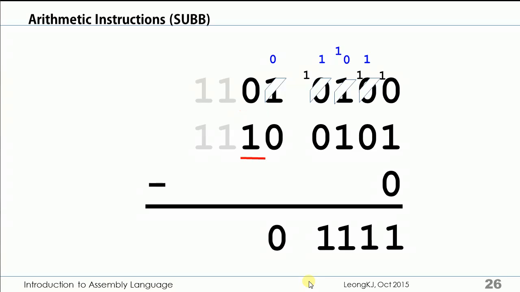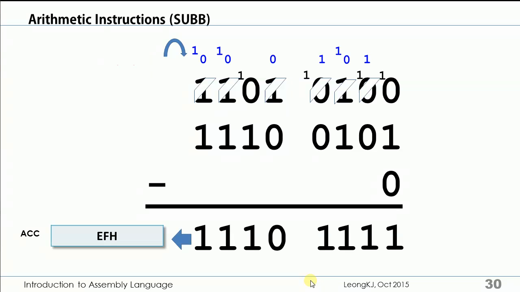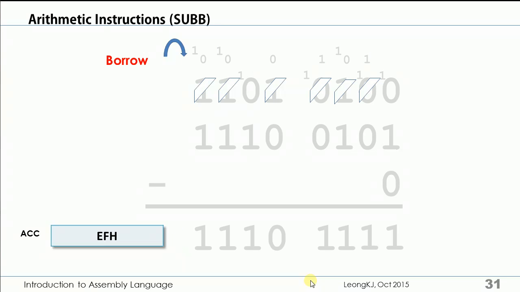0 cannot be subtracted by 1. Borrowing is needed. This bit 1 becomes 0 after lending a 1 to its neighbor. The neighboring bit becomes 1, 0. 1, 0 minus 1 is 1. 0 cannot be subtracted by 1. Borrowing is needed. This bit 1 becomes 0 after lending a 1 to its neighbor. The neighboring bit becomes 1, 0. 1, 0 minus 1 is 1. 0 cannot be subtracted by 1. Borrowing is needed. A 1 is borrowed and this bit becomes 1, 0. 1, 0 minus 1 is 1. The result in hex is EF and it is stored in the accumulator. The carry flag is set to 1 to indicate that a borrow was needed for this subtraction.